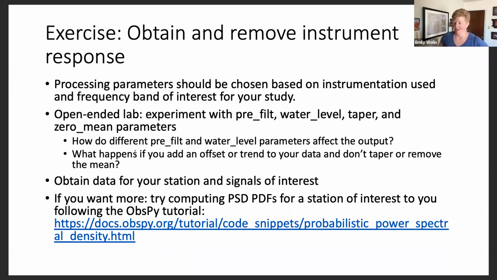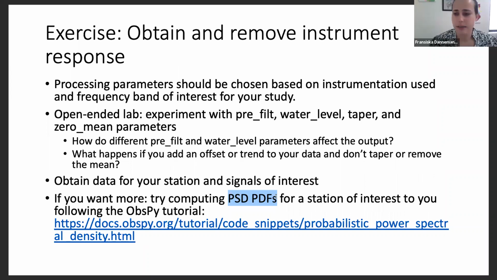And yeah, check it out. And then if you want to do some homework, you can go to the ObsPy tutorial and you can produce those PSD PDF plots with the high and low noise models and the rainbow colors. You can compute those for any station of interest, if you have data for it locally or you can obtain data from somewhere. You can produce your own PSD PDF. So that's what I encourage you to do.